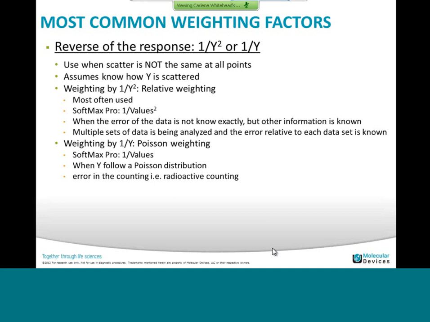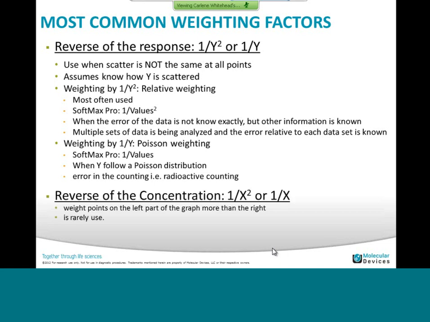The following weighting factor is 1 divided by the response, and this is called the Poisson weighting. In SoftMax Pro, it will be 1 divided by the value. You use it when the response follows a Poisson distribution, and this is generally an error during counting, for example, radioactive counting.